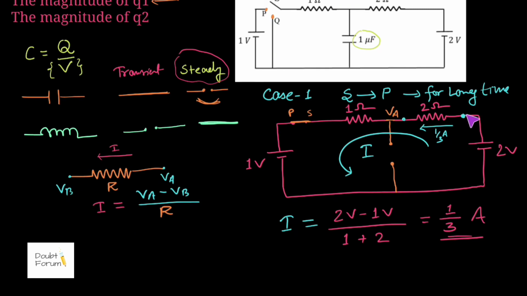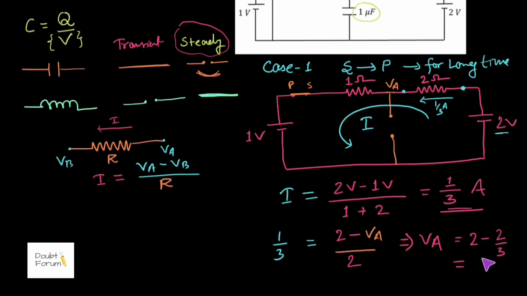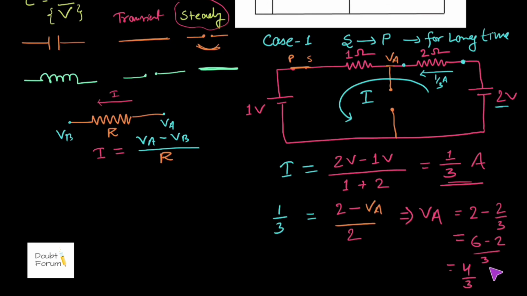The voltage of this point is 2 volt, because this point is nothing but the positive plate of the battery, and its potential is 2 volt. So 2 volt minus VA divided by 2 ohm would be 1 by 3 ampere. The magnitude of current is 1 by 3, and this is nothing but 2 volt minus VA divided by the resistance, which is 2 ohm. So from here the value of VA would come out to be 2 minus 2 by 3, that is 6 minus 2 divided by 3, or 4 by 3 volt. So this is the value of voltage VA.